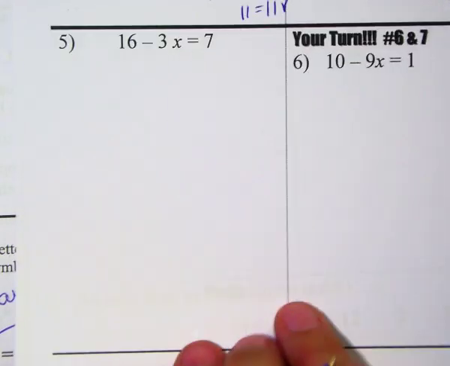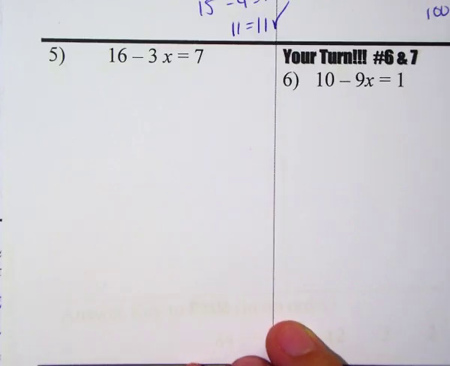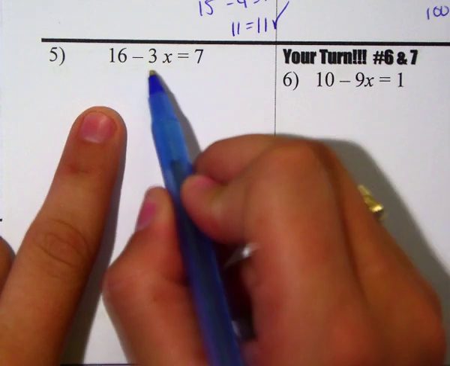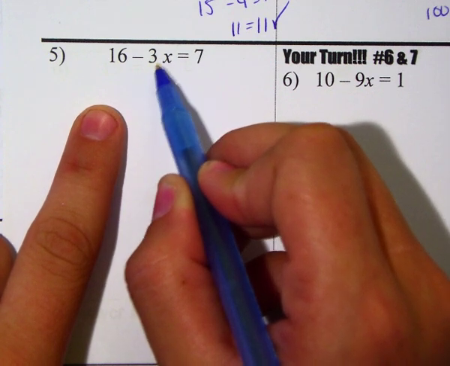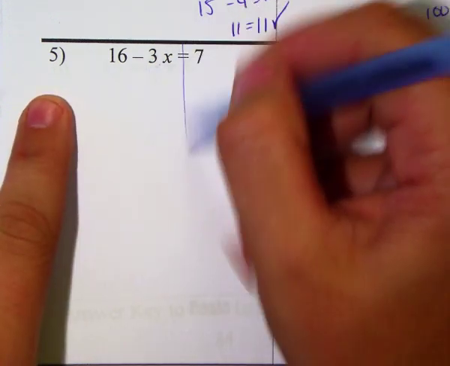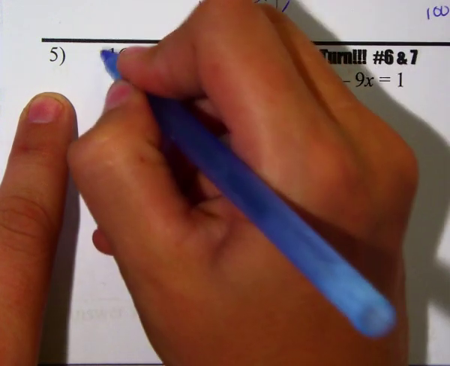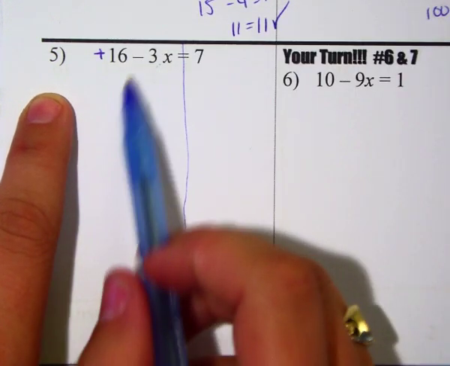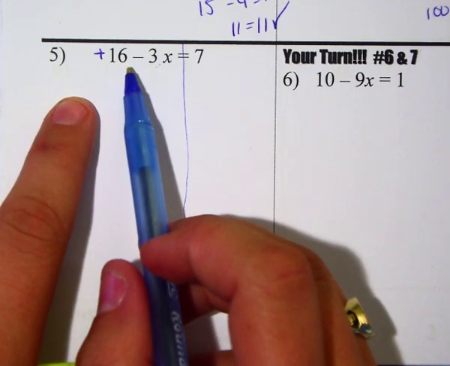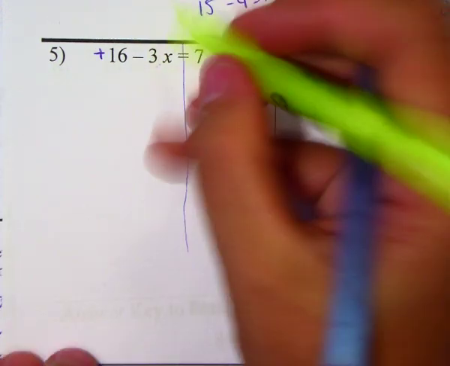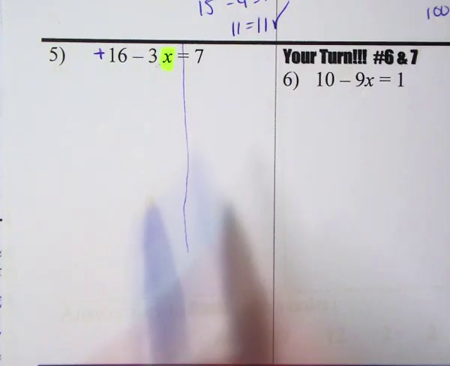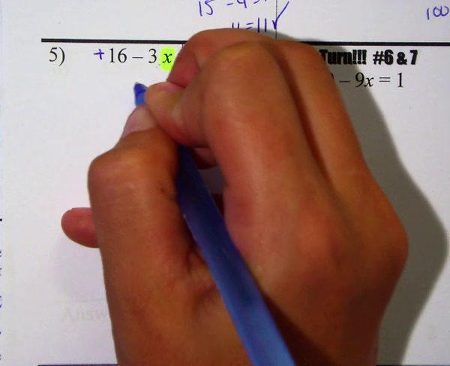Okay. 3 more. This one's a little bit different. So for this one, if you notice that the x is now the second term, and that's okay. Still going to draw my wall, except now I'm going to put a positive sign in front of the 16 because it's positive. We need to do addition and subtraction first, but I'm going to make sure that I leave the x exactly where it is.